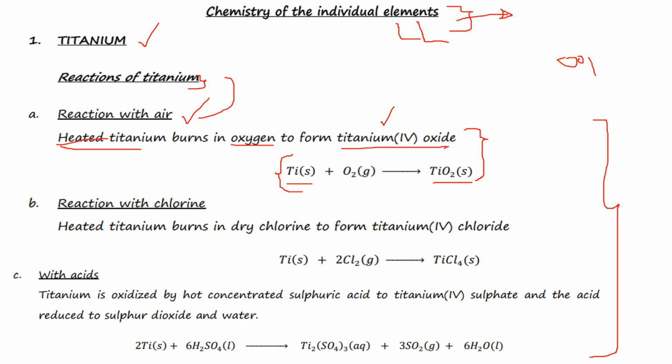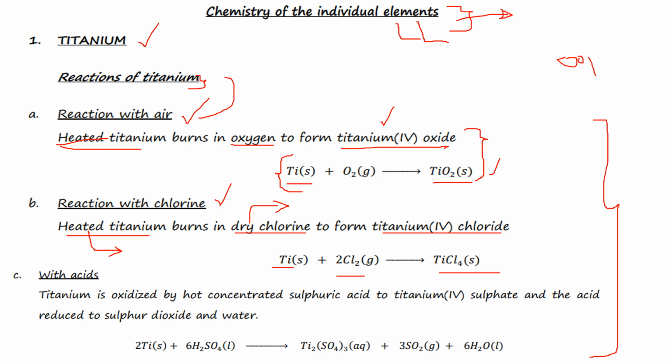Going to reaction number 2, we are going to look at the reaction with chlorine, and here it's the same condition. Heated titanium burns in dry chlorine. According to this, the conditions are two: one is that titanium must be heated, and the other is that chlorine must be dry. You must name the product being formed in the same statement. So heated titanium burns in dry chlorine to give us titanium 4 chloride, and both of them are solids. So titanium reacts with chlorine gas to give us titanium 4 chloride.